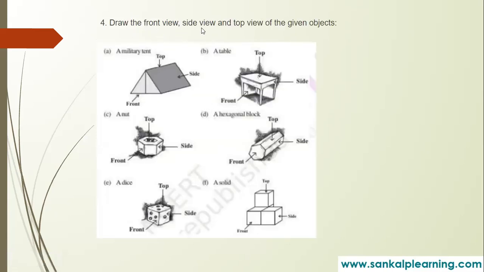Draw the front view, side view, and top view of the given object. See, they have given a tent here, right children? See, this is front. This is side and this is top. If you look from the top, you see this; from the side, you see this; from the front, it looks like this, right? And table, see this is top and this is front and this is side.